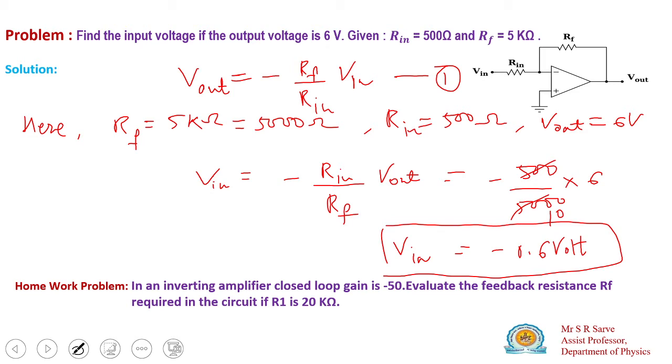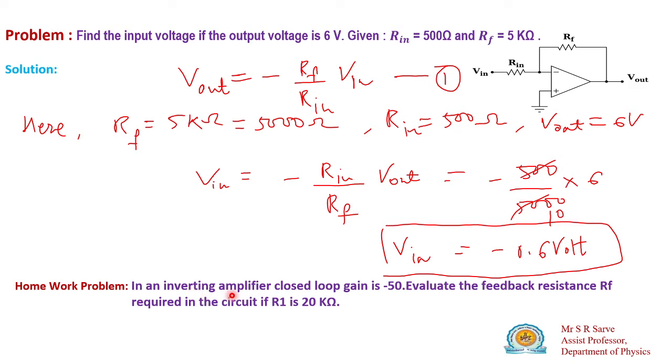So here observe that the input voltage is minus 0.6 volt, and you will get output plus. So there is a change in the phase by 180 degree, hence this terminal is the inverting terminal. Okay, so you can try this problem also. This is somewhat tricky, where you have to find out the feedback resistance.